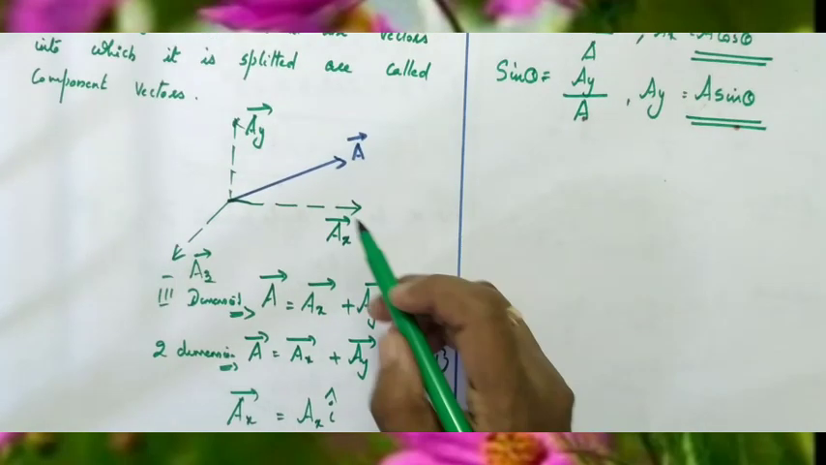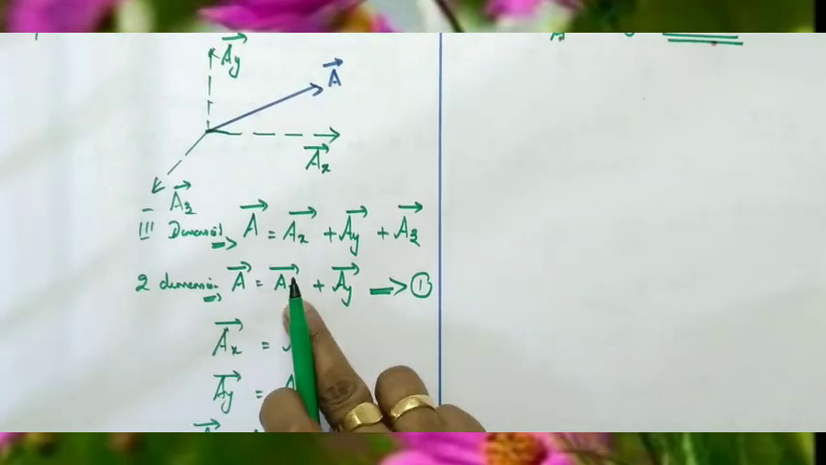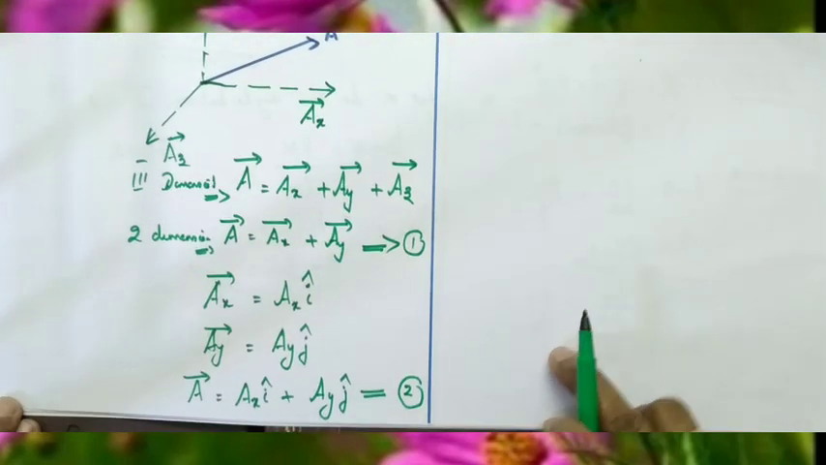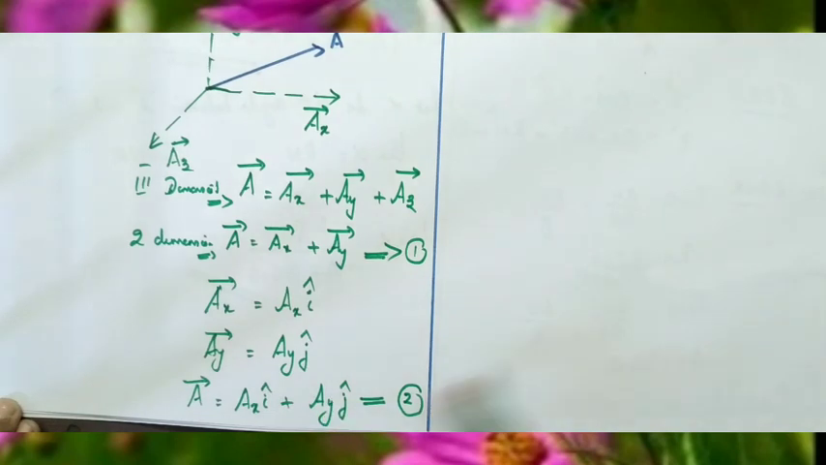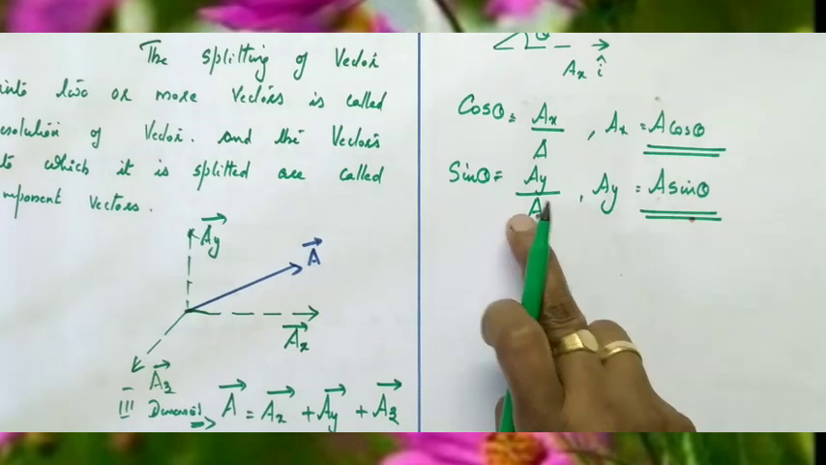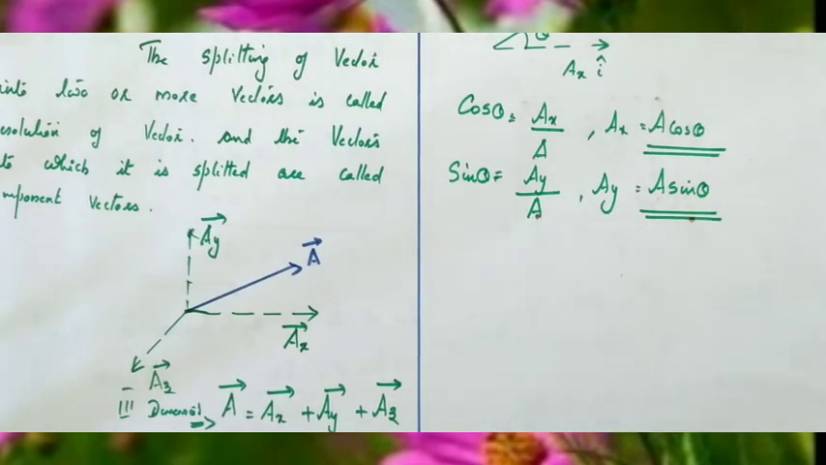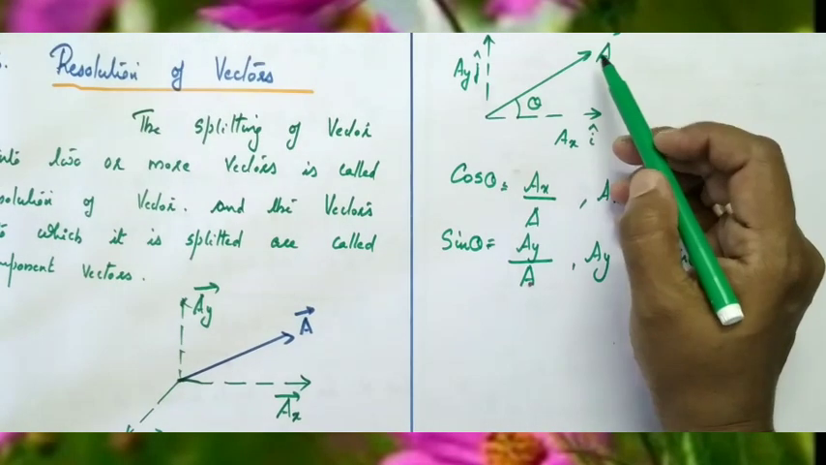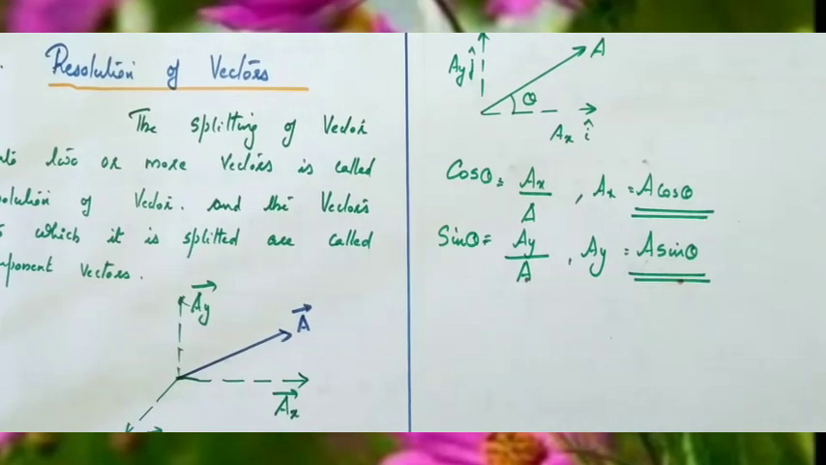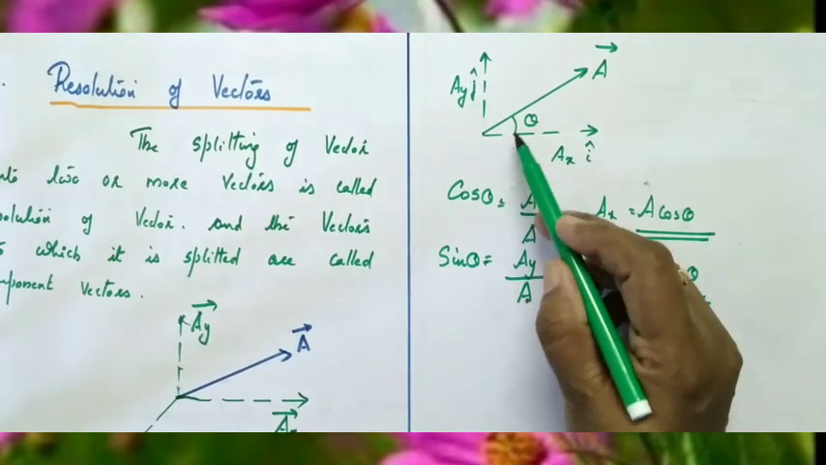So any vector A is equal to, first form, vector Ax plus vector Ay, and second form Ax i cap plus Ay j cap. And the value of Ax is A cos theta and Ay is A sin theta. Theta is the angle between the original vector, vector A, and the x component. This angle is theta.